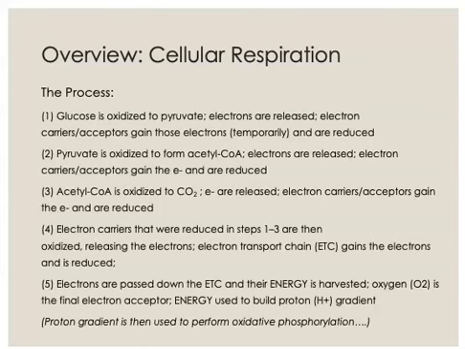Then all of the electron carriers that are holding on to those electrons that were reduced, in other words, in steps 1 through 3, are then going to be oxidized. They are going to lose those electrons, release those electrons into the electron transport chain. The electron transport chain then is going to gain the electrons and be reduced. Electrons are passed down the electron transport chain, and their energy is harvested along the way.